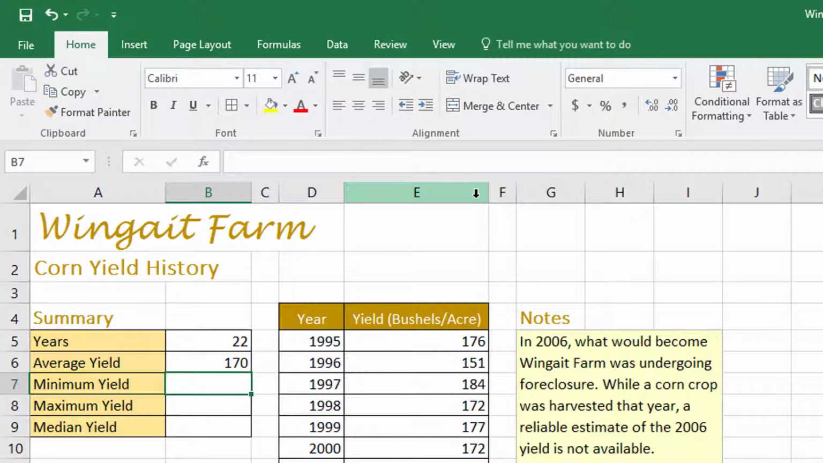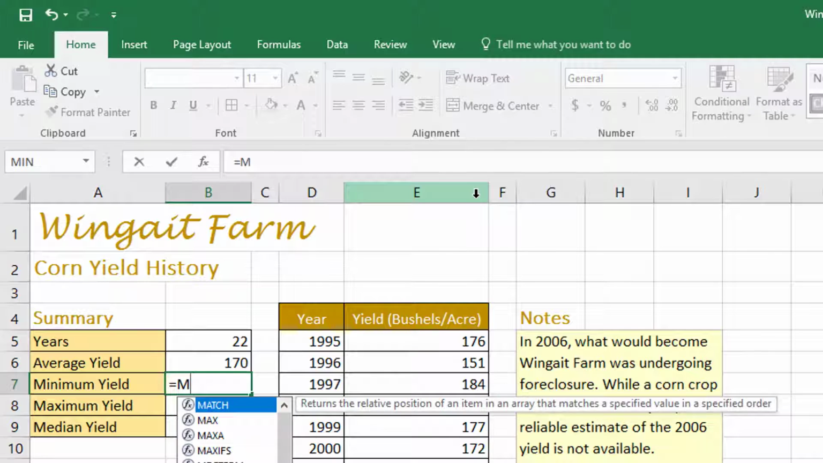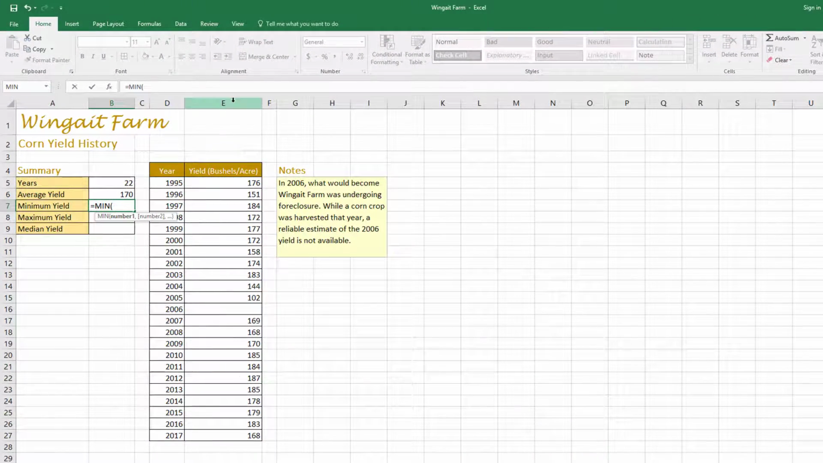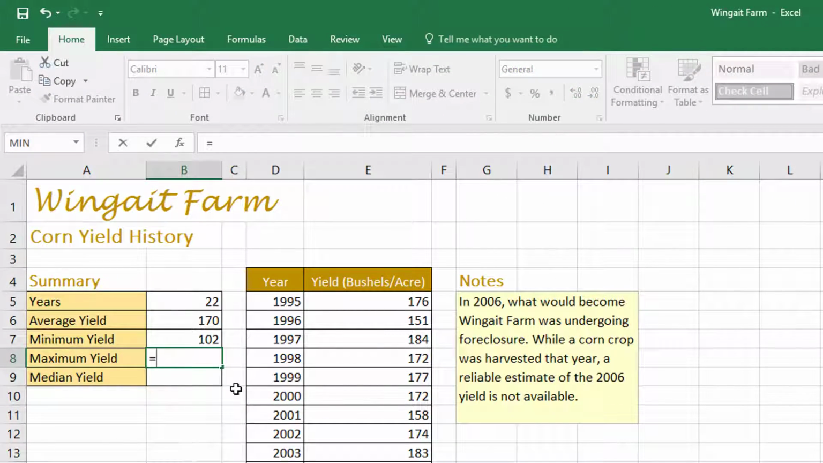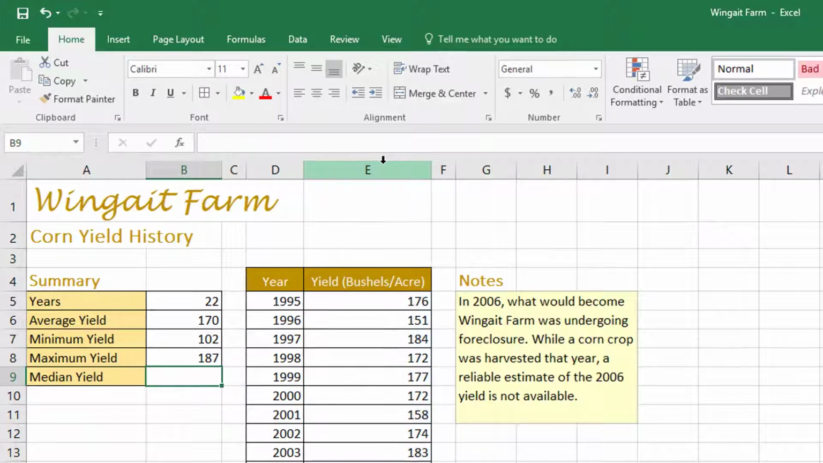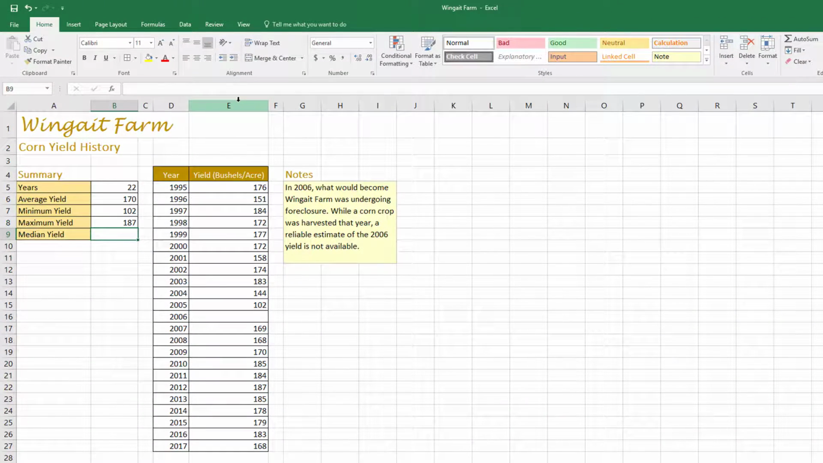Now we're going to look for the smallest number. So I'm going to type in equal min, which would be the smallest number. And then I'm going to do the same thing, get the E range, and the smallest number, 102, that was in 2005. So we had a bad year for corn, and then just max. So now we're going to look at the best year for corn by highlighting this range, and let's see what we got. 187. So 2012 was a good year for corn for whatever reason.